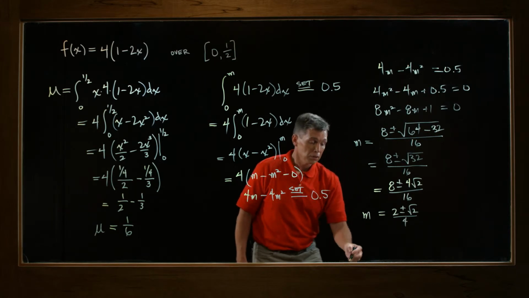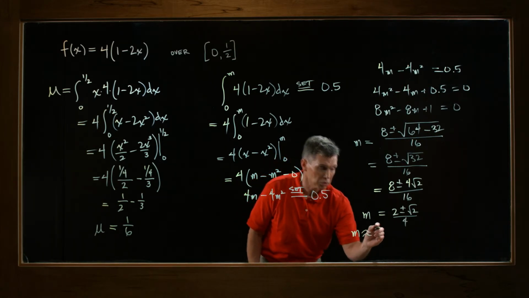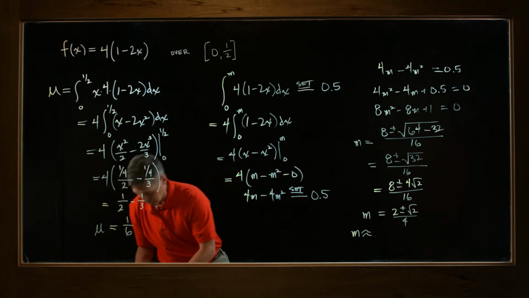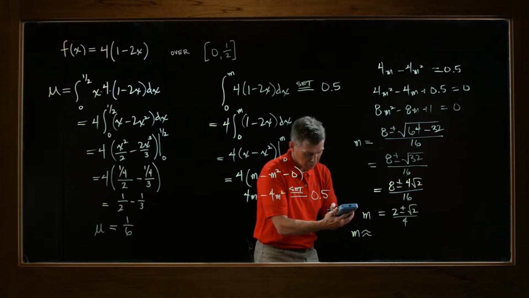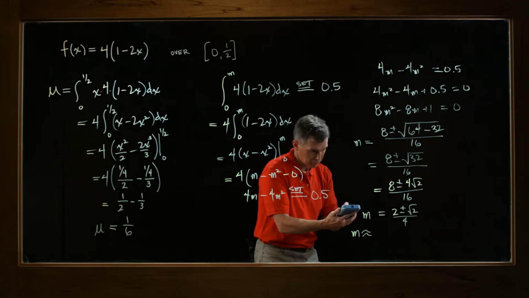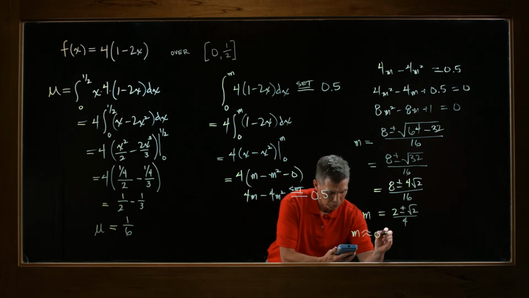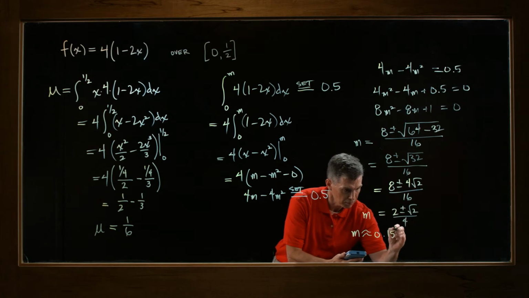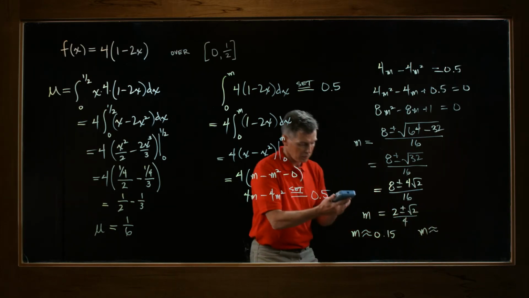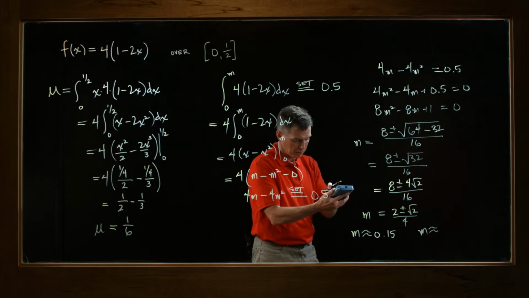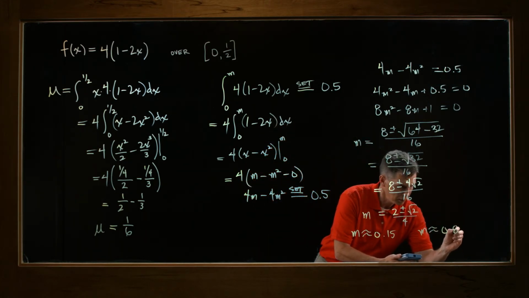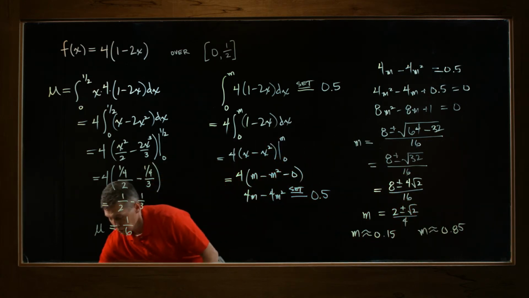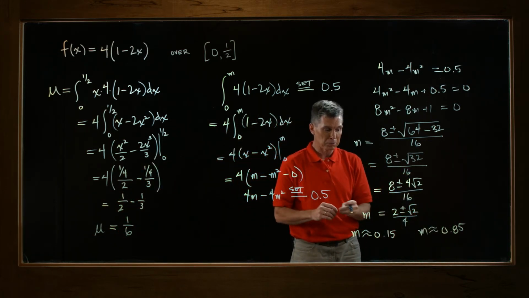Two different values. So let me go ahead and approximate each one with a calculator just to see what they look like. For this one, 2 minus square root of 2, 0.15, and also 0.85. Okay, so we'll resort to the calculator there for those approximate values.